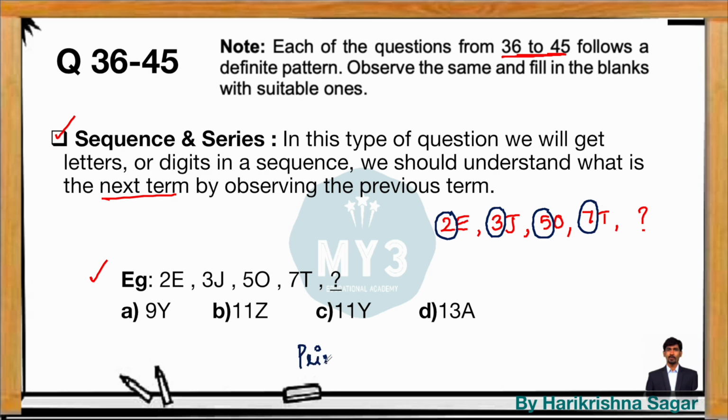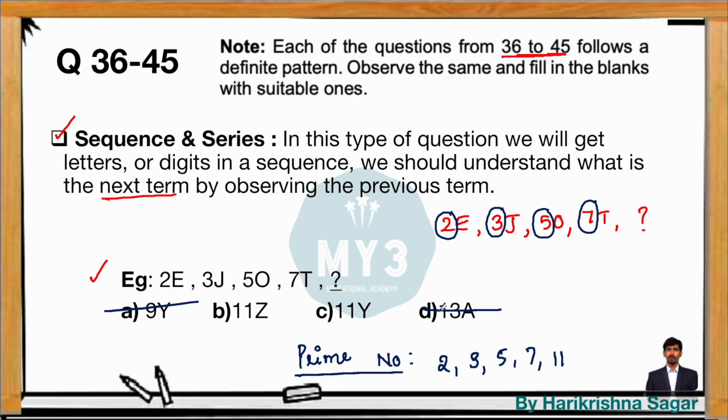These are not odd numbers. Remember, 2 is the only even prime number we have. So 2, 3, 5 and 7. What is the next prime number? It will be 11. So your answer choice should start with 11. The answer can be either B or C.